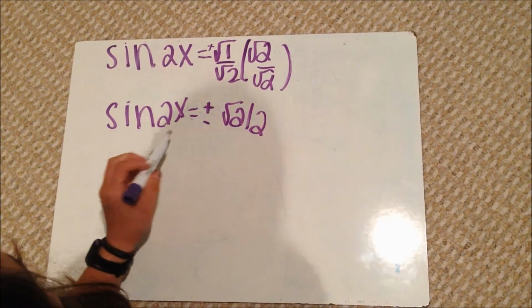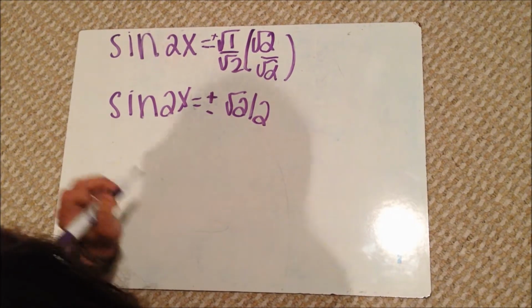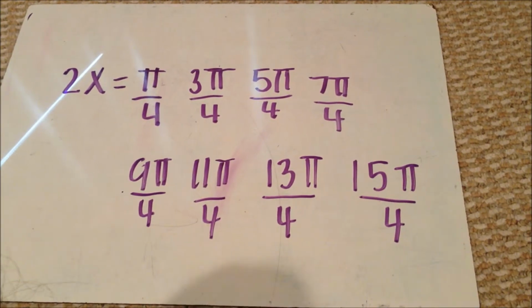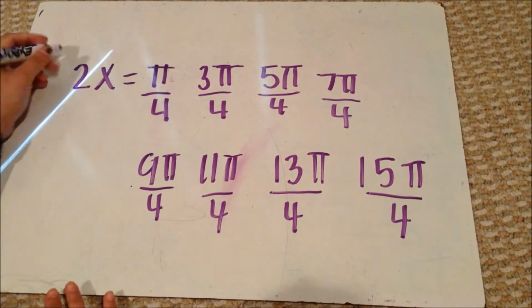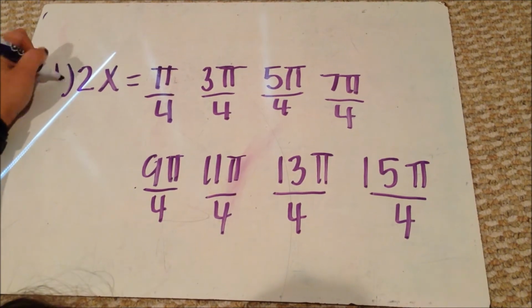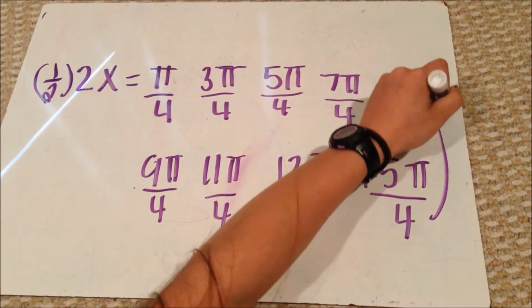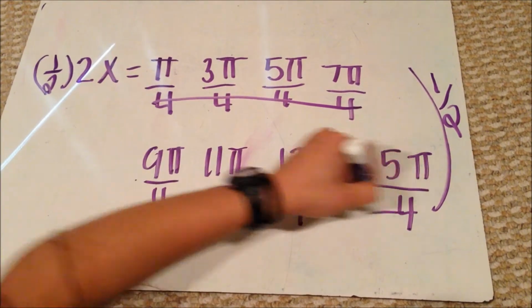We see here that we have the 2 next to the x, meaning that we have to go around the unit circle twice. These are all the answers you would get after going around the unit circle twice, but since we're not solving for 2x, we would have to multiply both sides by 1/2. Doing so would then change the denominators to all these answers to 8.